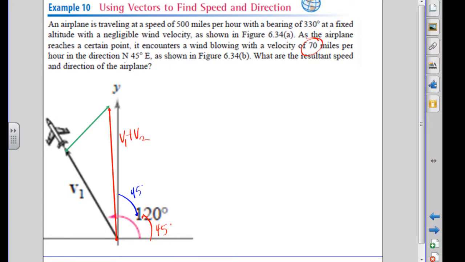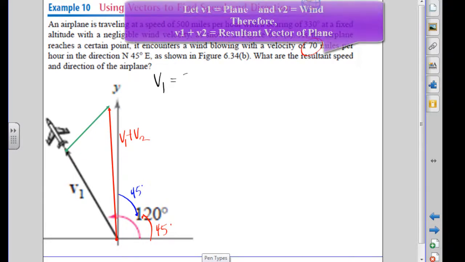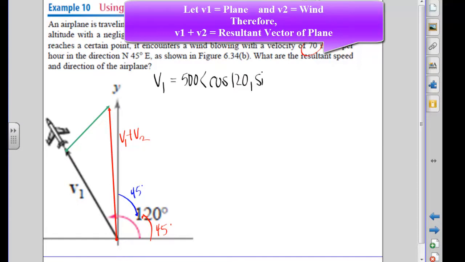Now we actually have all the tools we need in order to find this. So let's break this down and get each vector into component form. So vector 1 is the plane. Its magnitude is 500. We've got cosine of 120 degrees, sine of 120 degrees. Let's swap out those values inside the vectors with unit circle values. So cosine of 120 degrees is negative root 3 on 2, and sine of 120 degrees is 1/2. Let's multiply these in. So I get negative 500 root 3 all over 2. A half of 500 is 250.